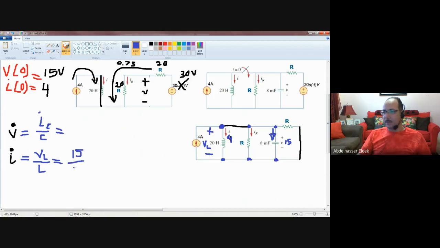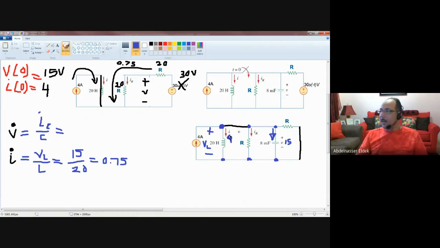15 volt divided by L, which is 20. Okay, that's 3/4, 0.75. So this is VL divided by L, which will give you I dot.